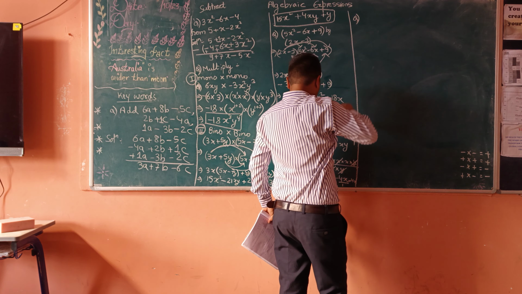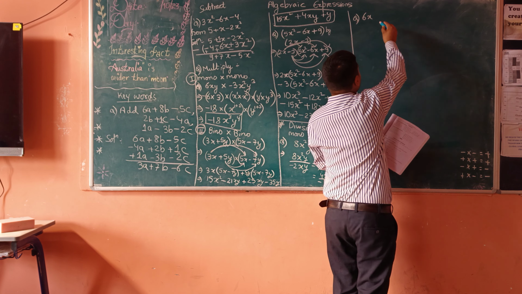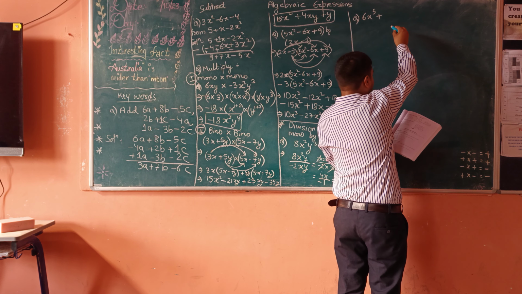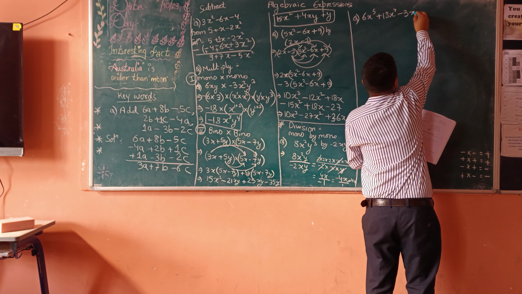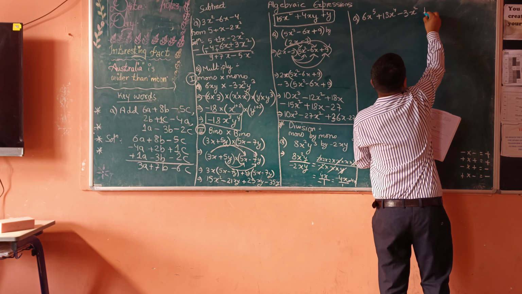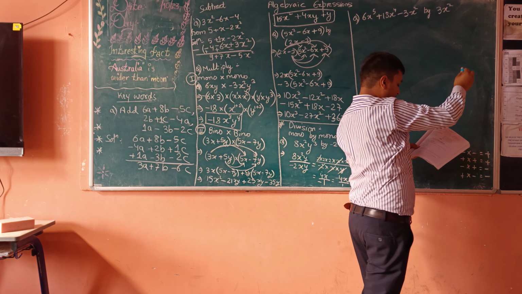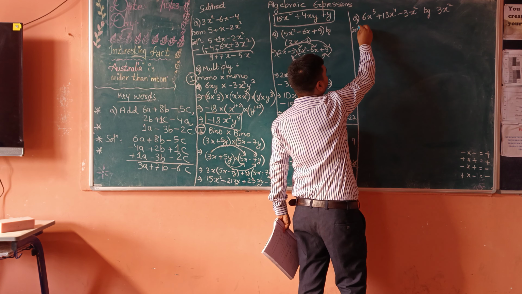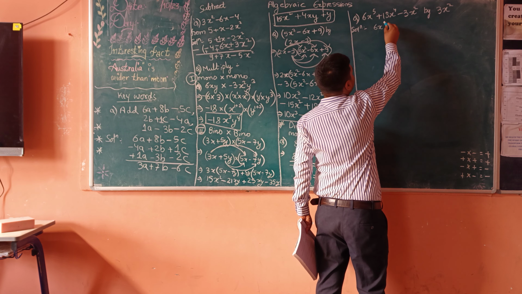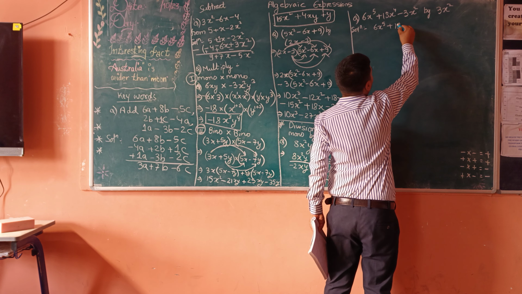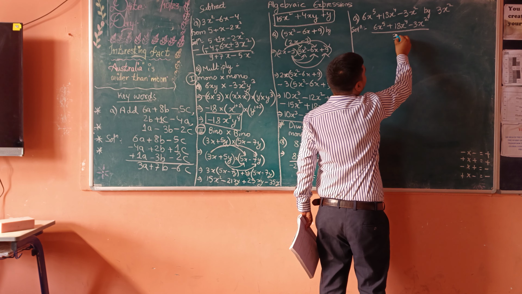Another type of question is given over there: 6x power 5 plus 18x power 4 minus 3x square, divided by 3x square. Now this is the question. Now how to solve it? How to divide it? The process remains the same. See how I am dividing. 6x power 5 plus 18x power 4 minus 3x square divided by 3x square.